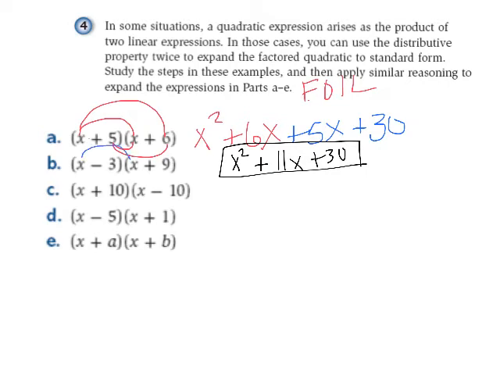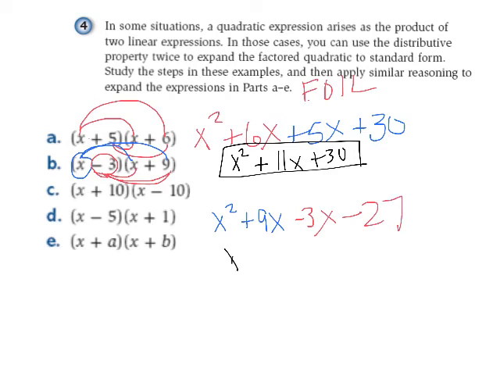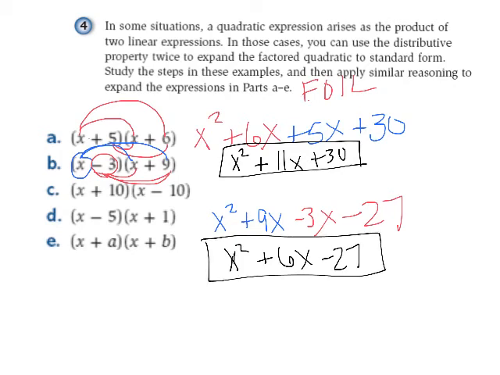So first, x times x squared, and then keep distributing the x times the outside would be plus 9x. Then go to the second portion, the negative 3, the insides multiplied, and then the last. So negative 3x, and negative 3 times 9 would be minus 27. And combine the like terms, x squared plus 6x minus 27. This is the distributed and simplified version.